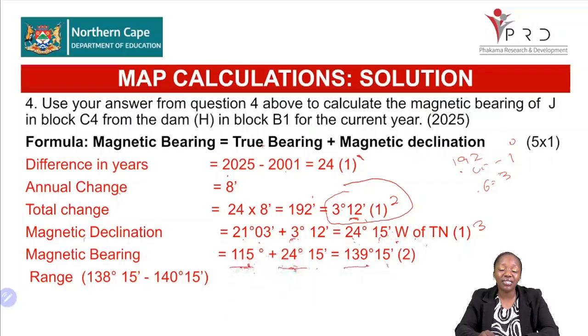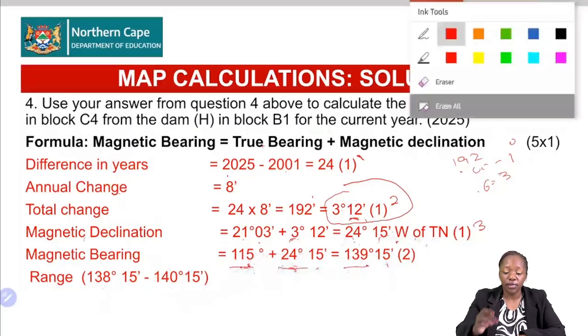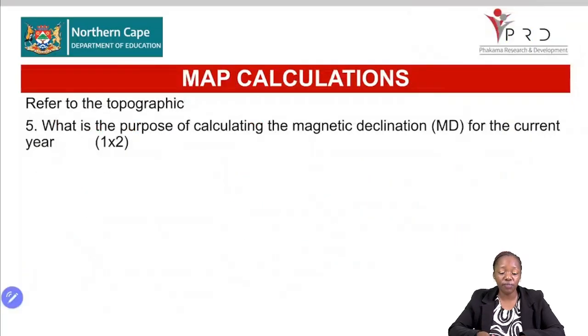Then the minutes are the same because you only have 1 minute, which is 15. So the range, remember, it will depend. For those who got 114, they will have 138. Those who got 116, they will have 140. So that's where the marks were allocated. Then to proceed with our lesson, we're going to look at our next question.